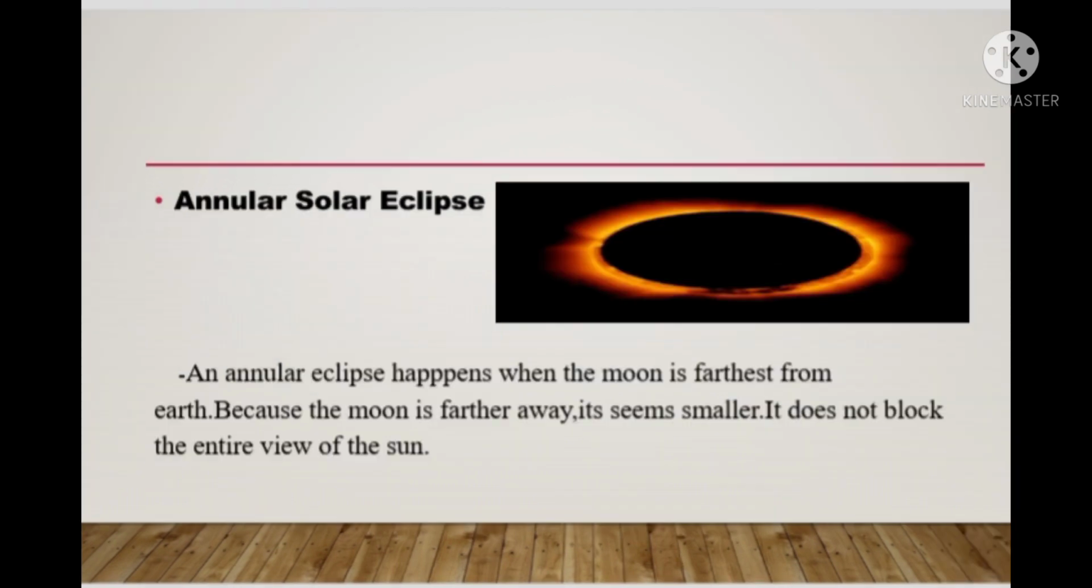And number three is the annular solar eclipse. An annular eclipse happens when the Moon is farthest from Earth. Because the Moon is farther away, it seems smaller. It does not block the entire view of the Sun.